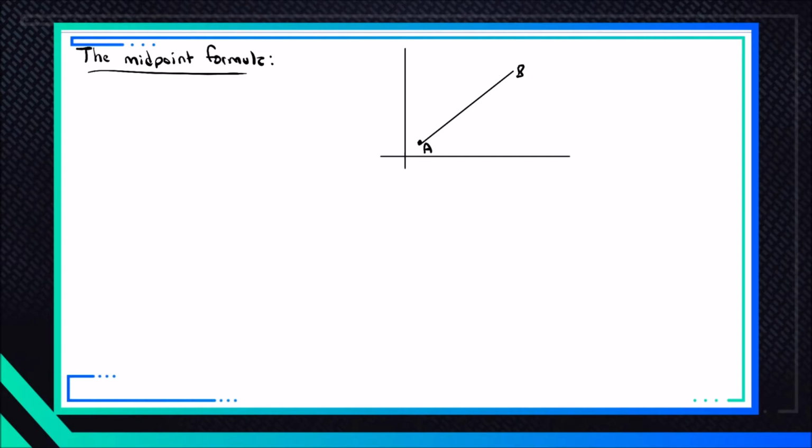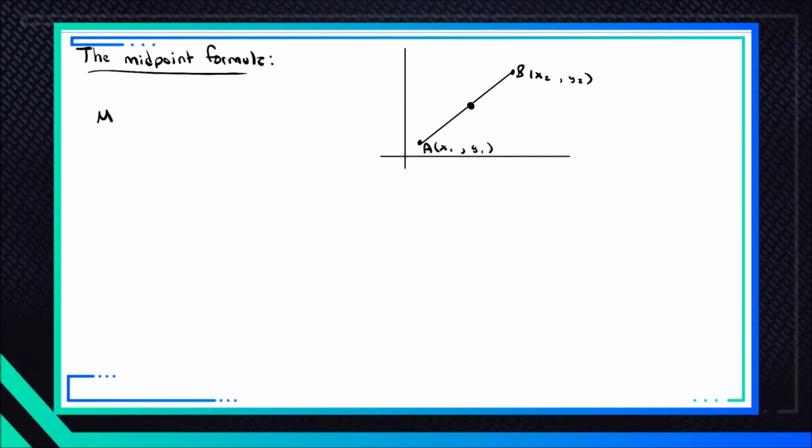And A is going to be at some point. Let's call that point x1, comma, y1. And B is at another point up here. Let's call that x2, comma, y2. Because we need this to generically apply to all segments within a coordinate plane. We know that M is going to be somewhere in between A and B.